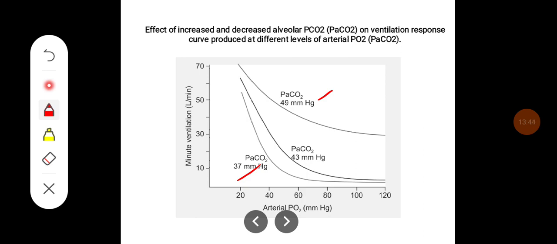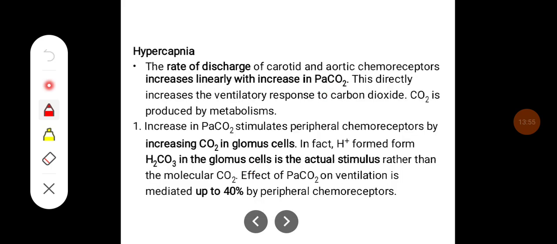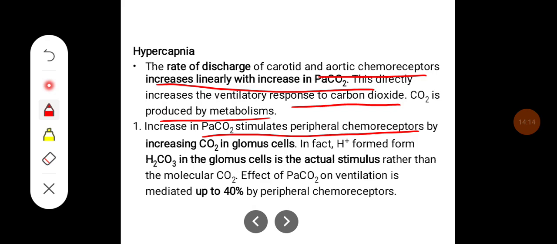The ventilatory response is obviously going to decrease with a decrease in carbon dioxide levels. The rate of discharge of carotid and aortic chemoreceptors increases linearly with PaCO2. This directly increases the ventilatory response to carbon dioxide. Carbon dioxide is produced by metabolism. Increase in PaCO2 stimulates peripheral chemoreceptors by increasing carbon dioxide in the glomus cells.